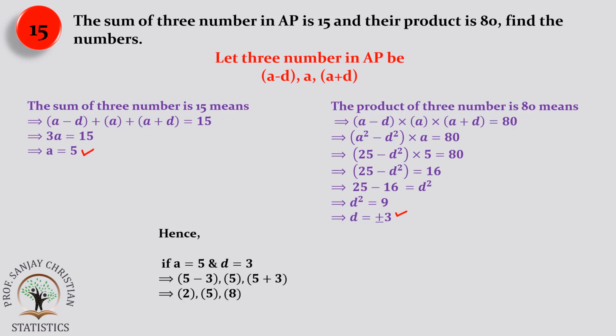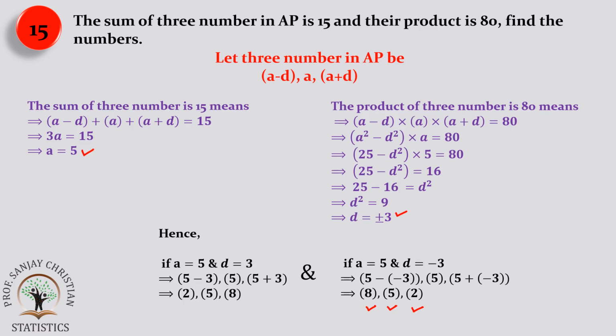Same way we are going to take the value of A as 5 and D as minus 3. So it will be 5 minus minus 3, comma 5, which is A, and A plus D, where A is 5 and D is minus 3. Minus minus will be plus, so it will be 8. 5 will be as it is, and 5 minus 3 is 2. So these are the numbers which are in AP. I hope you understood the example.